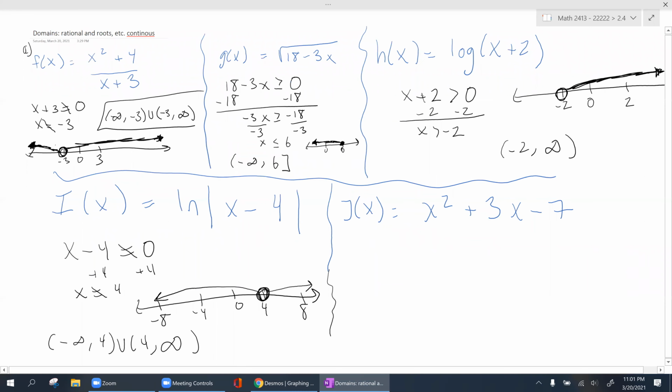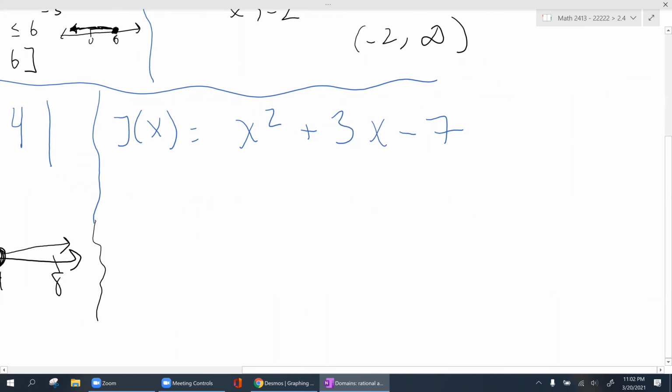And last but not least are your polynomial functions. There are no inequalities. There are no rational equations. It's not a fraction. It's just a regular polynomial. Well, the domain for this is all real numbers. So in other words, from negative infinity to infinity, this function is differentiable. It is continuous on all real numbers.